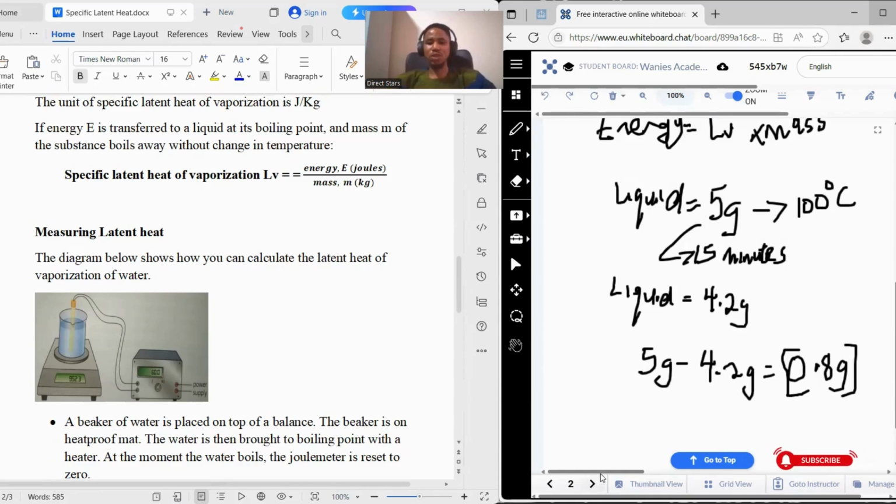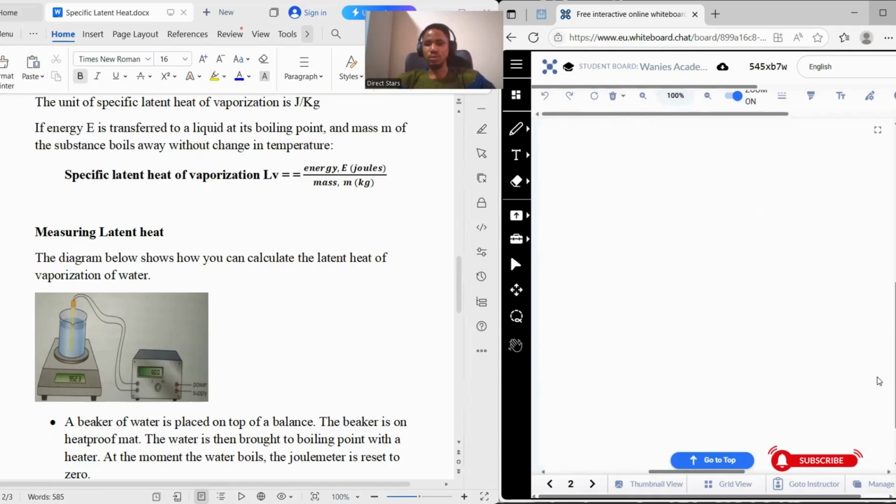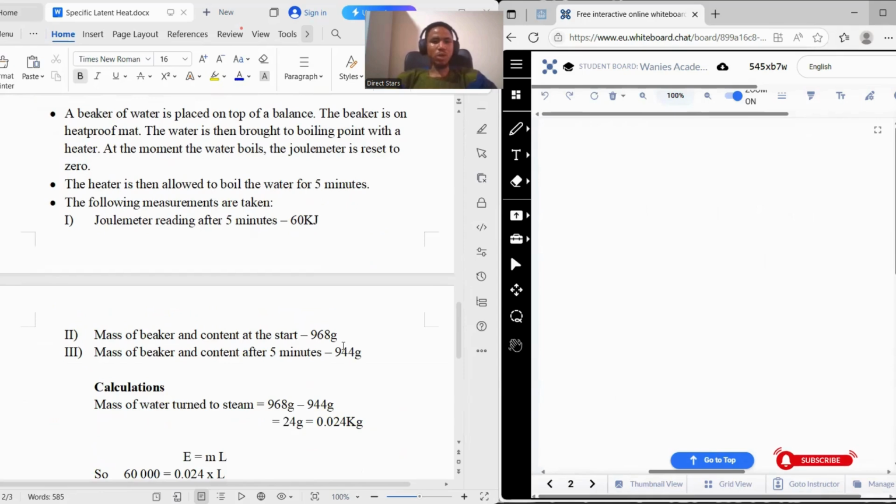So let's dive into calculation. We have a question here. The following measurements are taken. Joule meter reading after 5 minutes is 60 kilojoules. The joule meter is just the energy supply, that's the heat energy. So the energy equals 60 kilojoules.